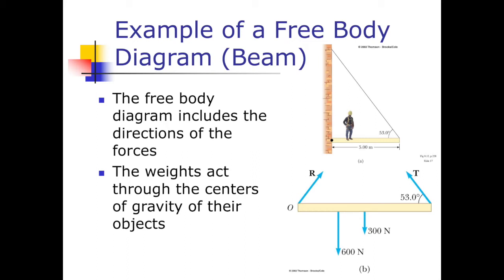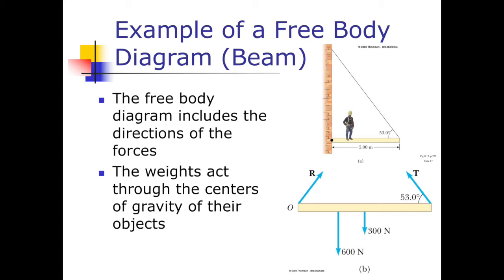So if we take a look at this example here, we see that there's a beam that's being held up by a wire, and there's a person standing on that beam. If we draw all the vectors, what you can see is we actually have four represented. We have the tension in the wire that's holding up the far right side of the beam. You have the 600 Newton force, which is pointing straight down. That's the weight of the person itself. And then you've got that little 300 Newton force there. That's actually the weight of the beam itself.